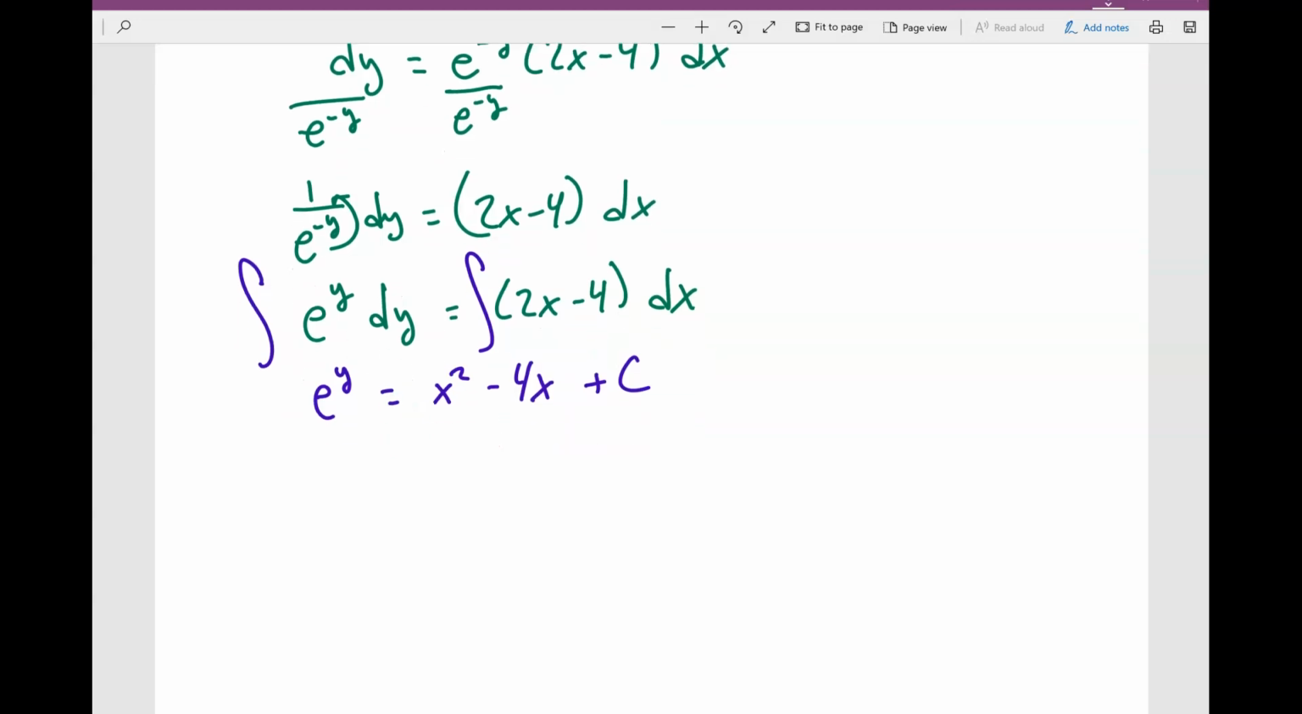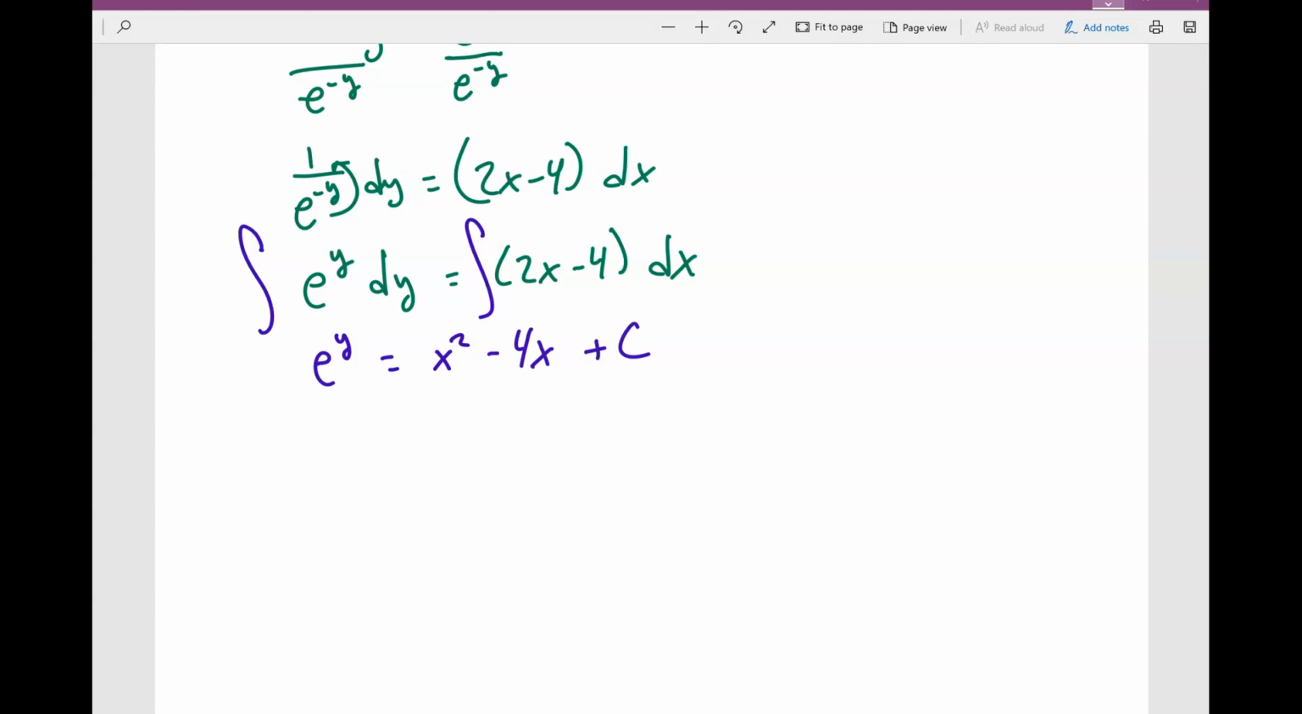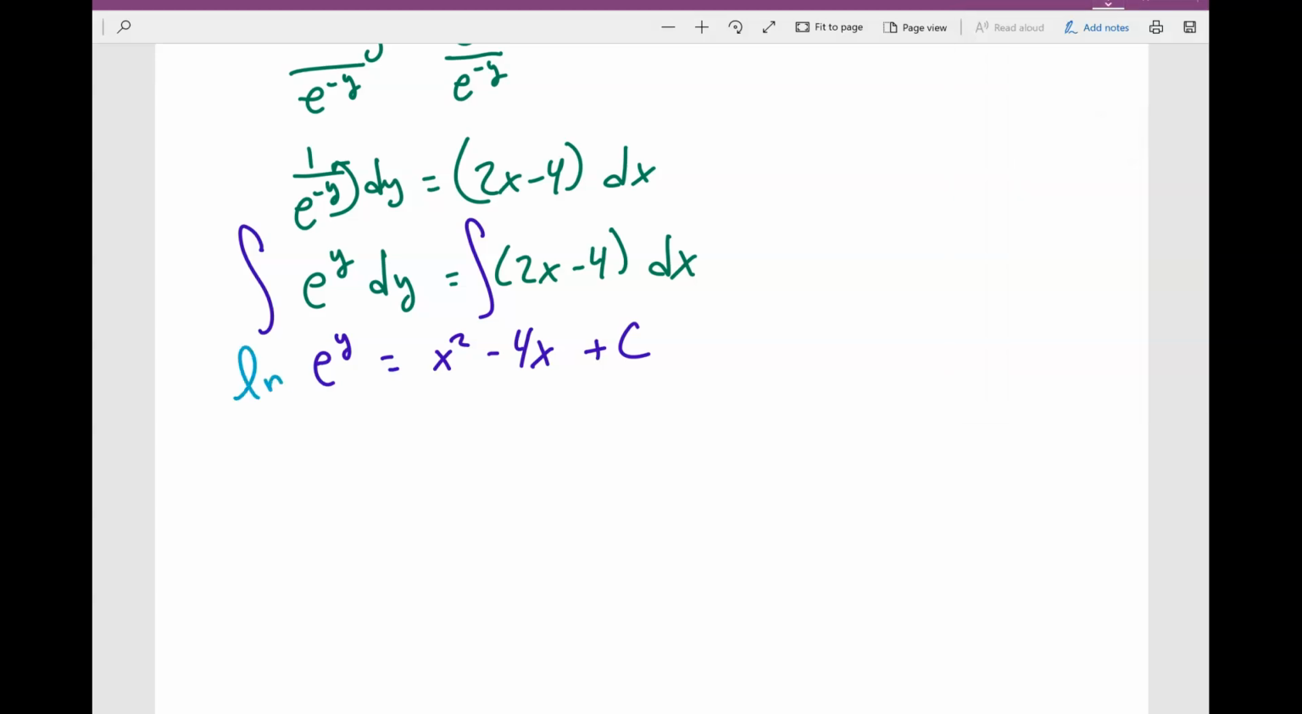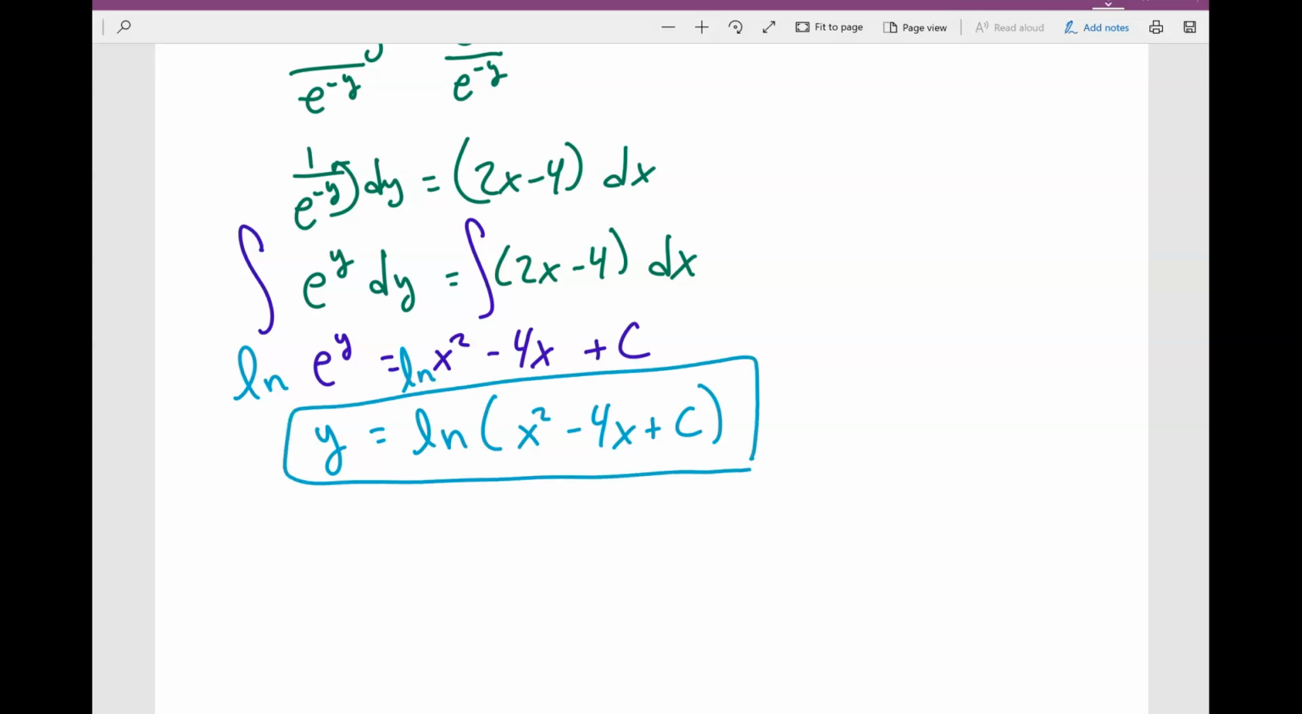And now what we want to do is get rid of this e. So the opposite of exponentiating is taking a natural log. So I'm going to just take an ln to both sides. Okay, so what that's going to give me is y is equal to the natural log of x squared minus 4x plus c. Okay, so this is technically my general solution. I now have my solution.